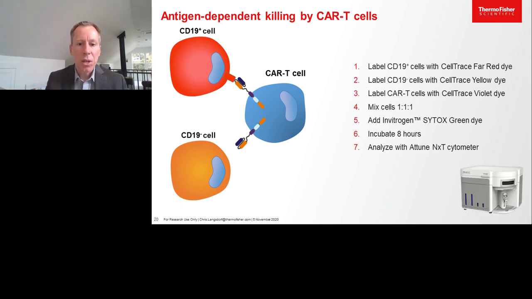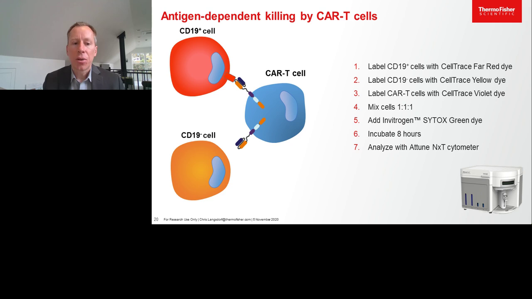To study this, we could expand the assay we've just described with an additional color so that we can use 3 colors of cell trace dyes to label each of these 3 populations of cells. Then mix those 3 cell types together, and in this case, we'll use a different viability dye, SYTOX Green, to indicate killing. Now, importantly here, a few things to note about this brief protocol.